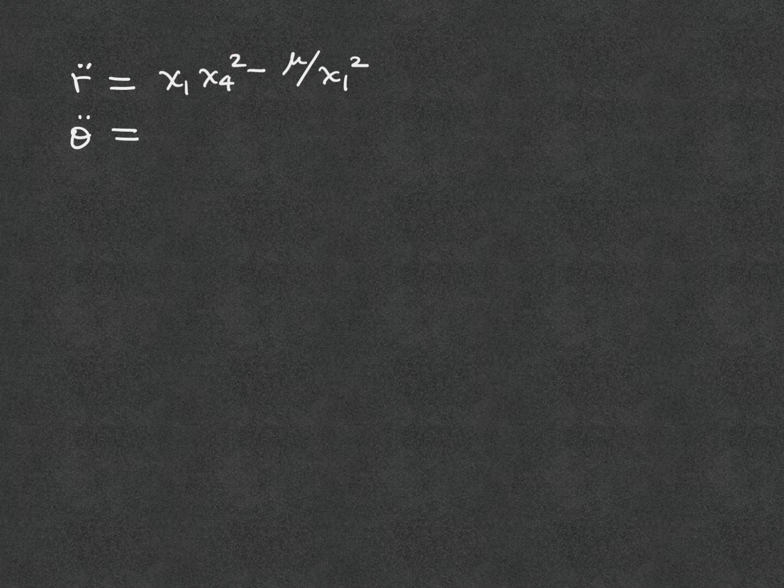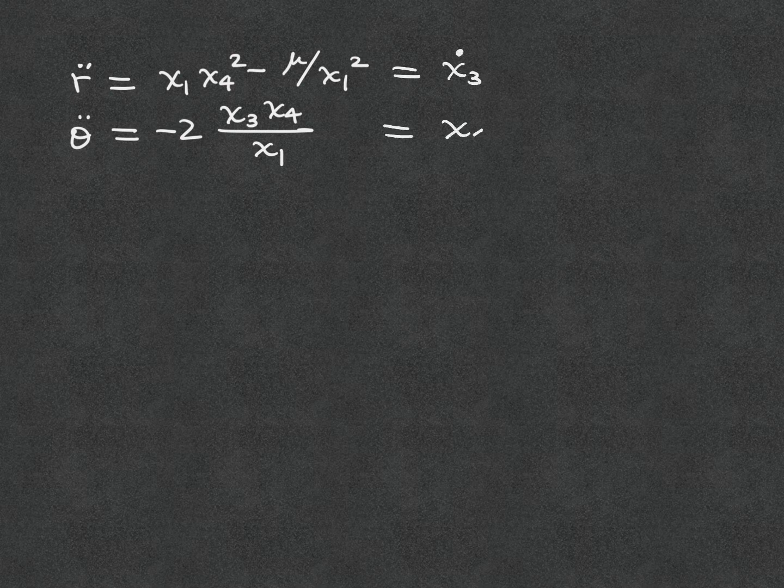So we have r double dot is equal to x1 x4 squared minus mu over x1 squared. Second, we have theta double dot is equal to minus 2 x3 x4 all divided by x1. But we know that r double dot, from the equations, let's go back and look at those equations again, is equal to x3 dot. And theta double dot is equal to x4 dot. So that gives me a full set of equations now.